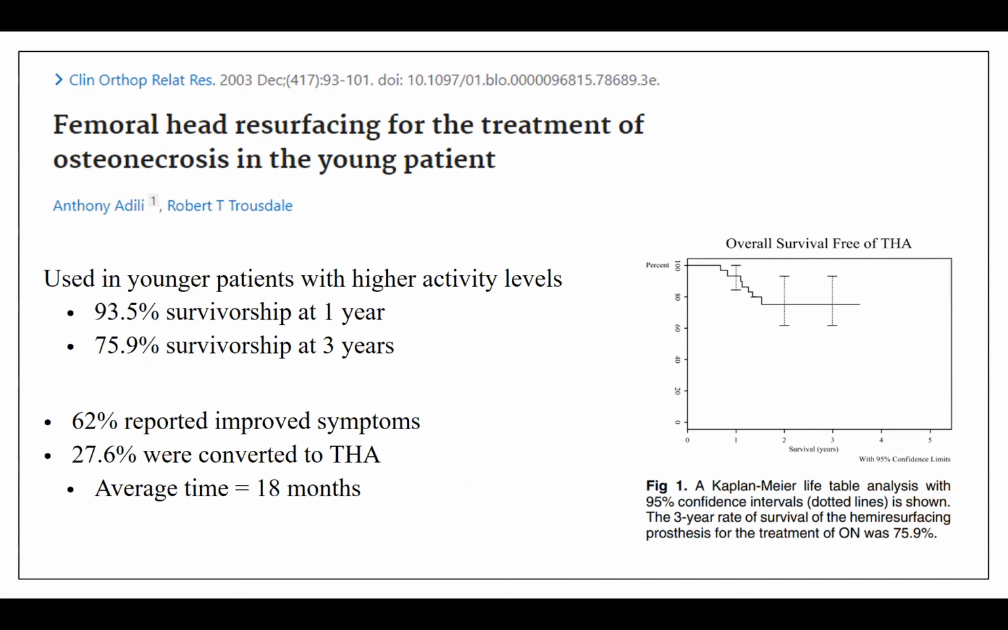62% of patients had improvement in their pain symptoms. However, it was often variable from patient to patient. And 28% ended up having to be converted to a THA at an average time of 18 months. This was often due to femoral neck fractures, a high failure rate, loosening of the components, as well as inadequate pain relief by the patients.